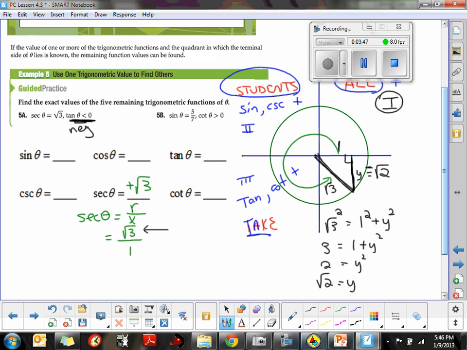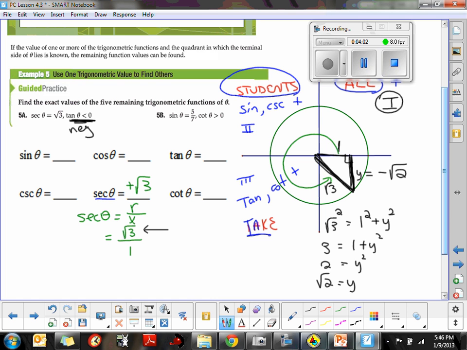This is a negative value since we went downward, so I'm going to clean that up and make sure it's nice and clear. Y is negative square root of 2. That is this opposite side. Positive square root of 3, positive 1. Okay, so let's clean the rest of these up.